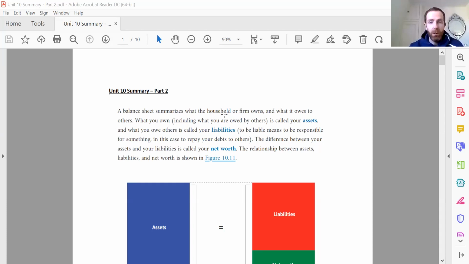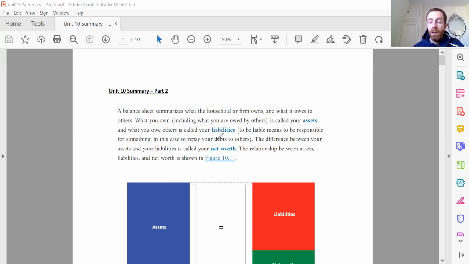You can see here what the household or firm owns and what it owes. So when we use the term asset, what we mean by that is essentially all of the things that you own, right? And we're going to be careful in one sense, because the things that you own are obviously the things that you own, but also the things that other people owe you. So your assets are a combination of all the things that you own, as well as the things that people owe you. Whereas your liabilities, those are the things that you owe to other people, right? So if you have a debt, that is a liability because it's something you owe to other people.